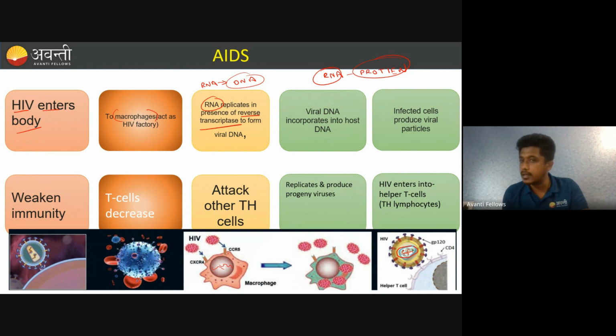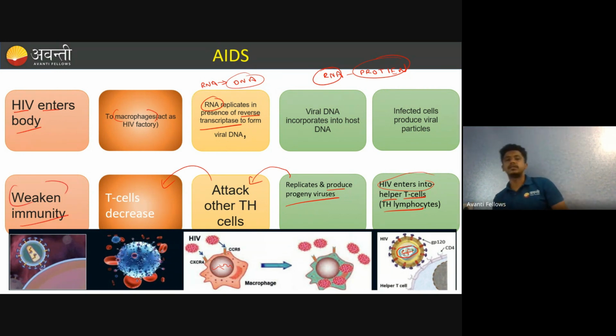Okay? So this HIV enters into another type of cells called helper T cells or T4 helper cells. When they go there, they make them HIV factories and produce more of the progeny viruses. As they enter more, the T helper cells will decrease. When T cells decrease, immunity will weaken.